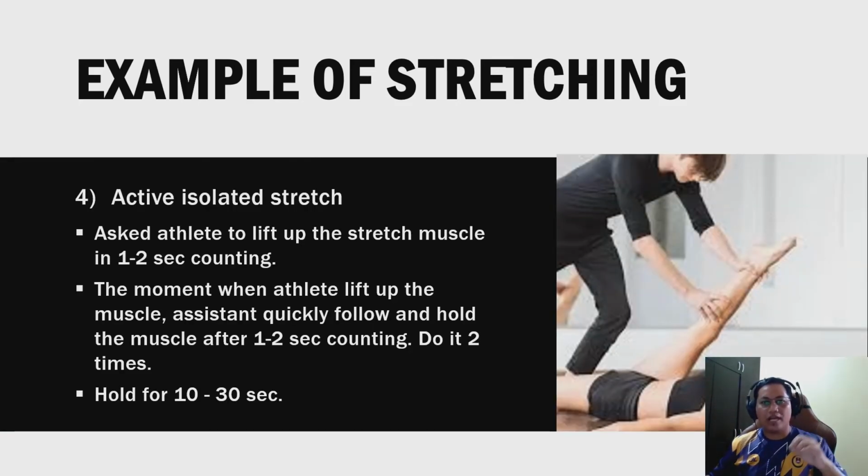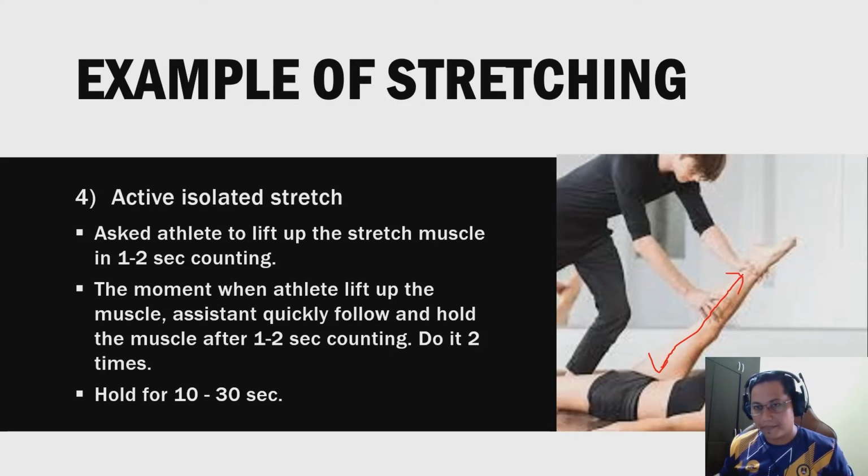And then next we have the active isolated stretch. Some people call it isometric stretch. Okay. So what does it mean by active isolated? Active isolated is where the athlete will lift up the area that they want to focus on, and then they will stop. Okay. And then the assistant will help the client to push. Okay. For this method, in this picture, this client is focusing on the hamstring and the calf area, the hamstring area especially.